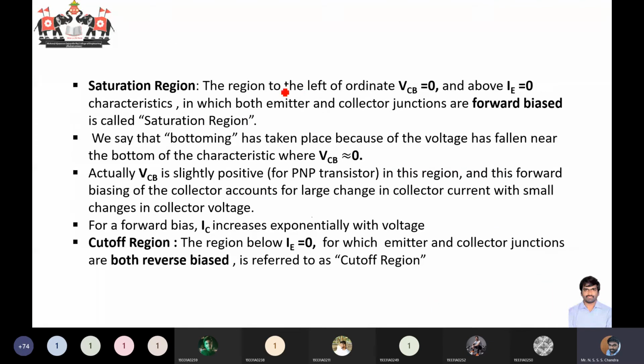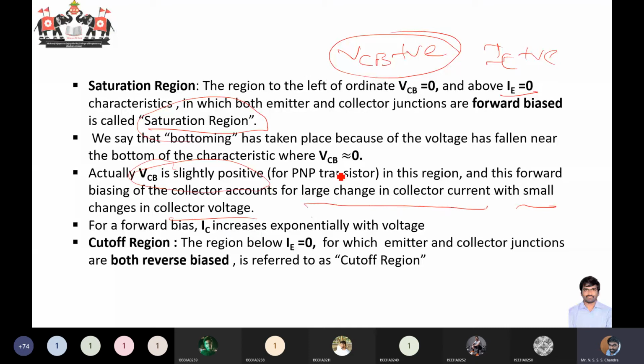Next, the saturation region is to the left of VCB equal to 0. So for positive values of VCB, and also when IE is positive, in this region you will get the saturation region. And then for a PNP transistor it is slightly positive. It is not a large value, it's only slightly positive. Even for slightly positive values of VCB, you will be seeing a large current in the output. So even for small changes in VCB, you will see a large change in collector current.